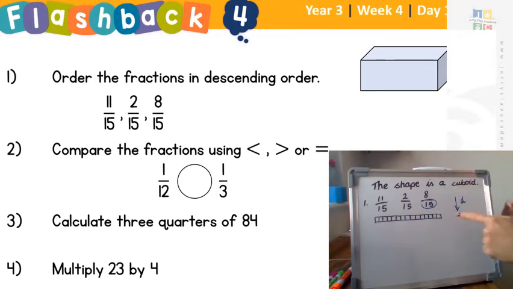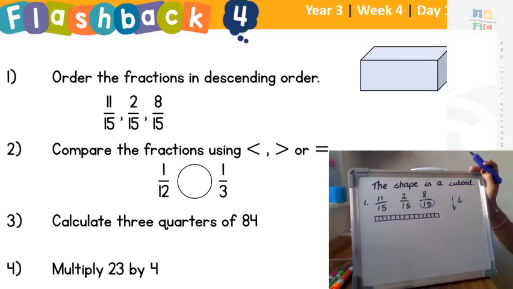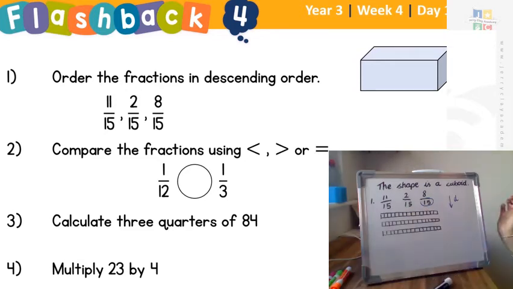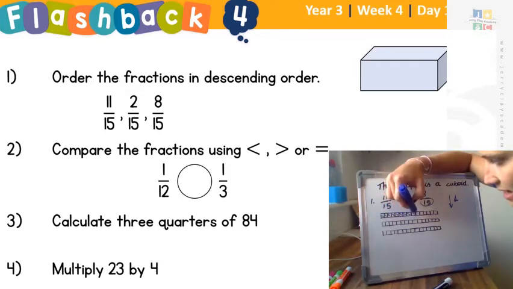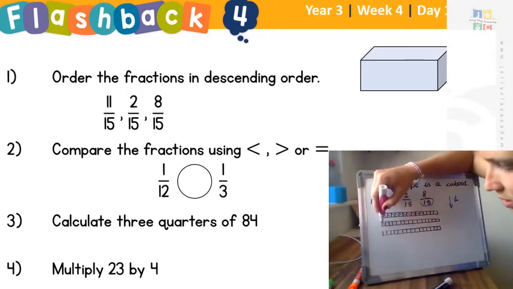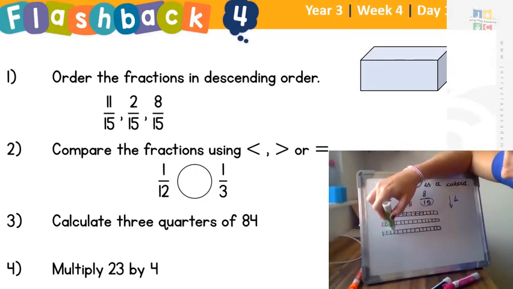So if we're going to be going down, that means we must start with the biggest fraction first. Now because all the denominators are the same, we can look at our numerators. Now we can see if I was to draw these 3 bars, it would look something like this. So if I now shade in 11/15, I would do 1, 2, 3, 4, 5, 6, 7, 8, 9, 10, 11. If I had 2/15, I would shade 2 in, 1, 2, and if I had 8/15, I would shade 8 in, 1, 2, 3, 4, 5, 6, 7, 8.